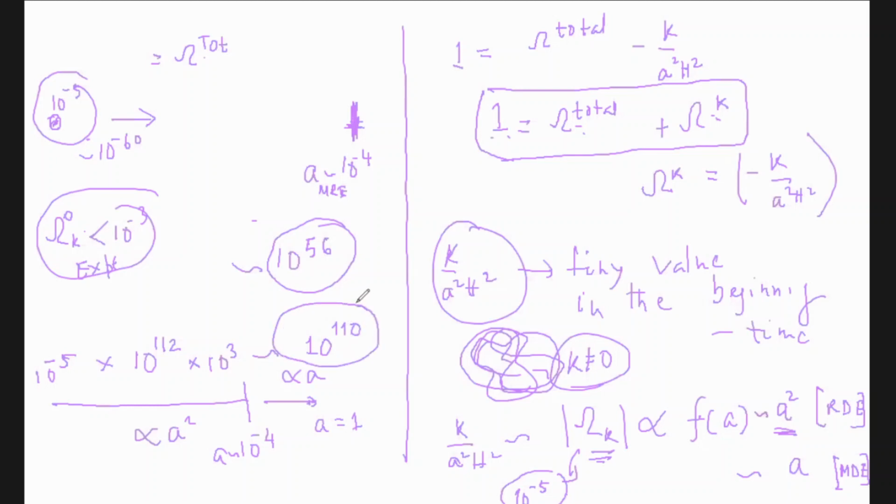which will be completely ruled out by experiment today. Because we know today the universe's omega k is 10 to the power minus 3. That means in the beginning, how much has to be omega k in the beginning? Because it goes by 10 to the power 110 almost. So it has to be almost 10 to the power minus 115 or something like that. If you multiply it by 10 to the power 110, then only today you can get a number which is 10 to the power minus 5. Is it clear?